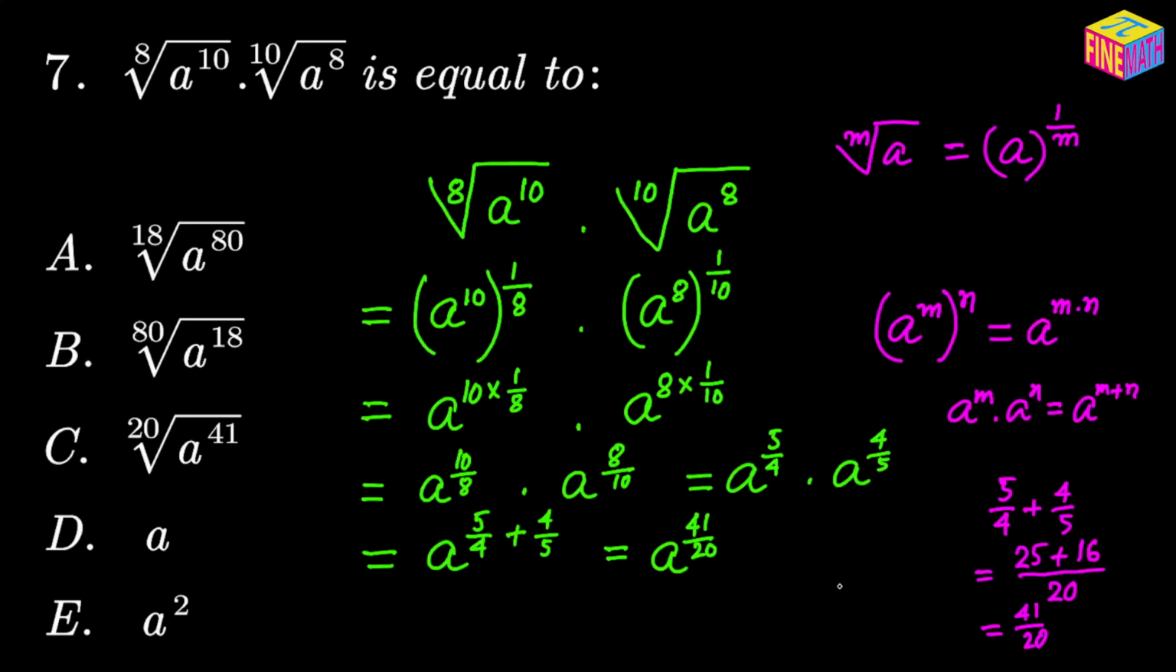That's the exponent there. The denominator of the exponent can be written as the root. So this is now going to become the 20th root of a to the power 41. This is again back to the first property: if we have a rational exponent like that, the denominator can be written as the index of the root. So this is equal to the 20th root of a to the power 41. And if you look at our answer options here, the correct option appears to be option C.